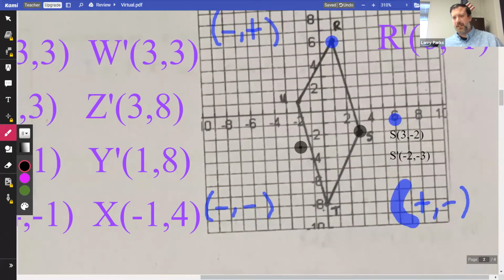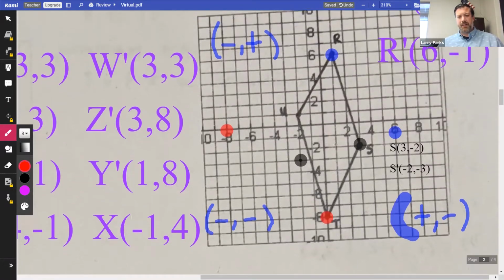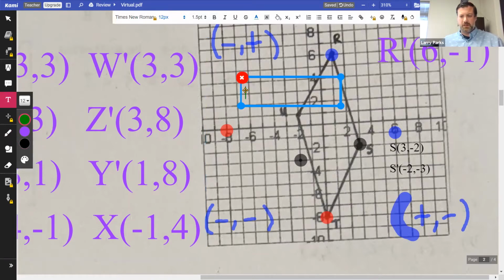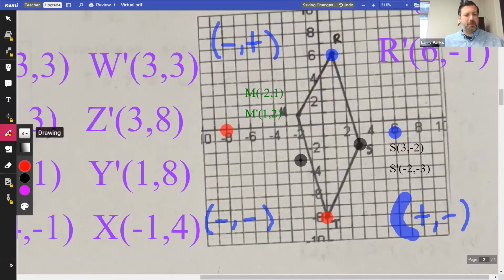Now T, that's pretty easy, because if it starts here, negative 8, and goes 90 degrees, it's going to end up here. That one's easy. And then finally, negative 2, 1 for M. I think that's an M. You flip-flop the negative 2 and the 1, and that becomes 1, 2. Again, I ignore the signs. And since M's coming over here, they're both positive. So I need to put a point at 1, 2. So the green dot went from there to there.